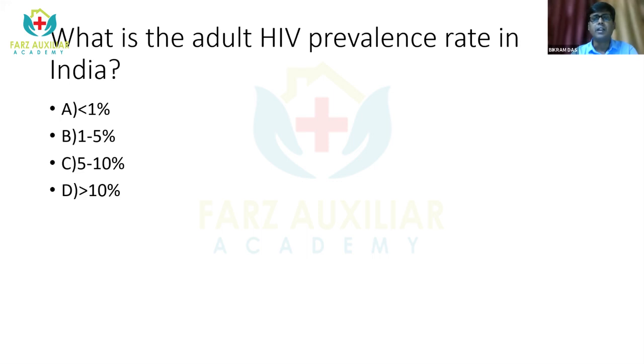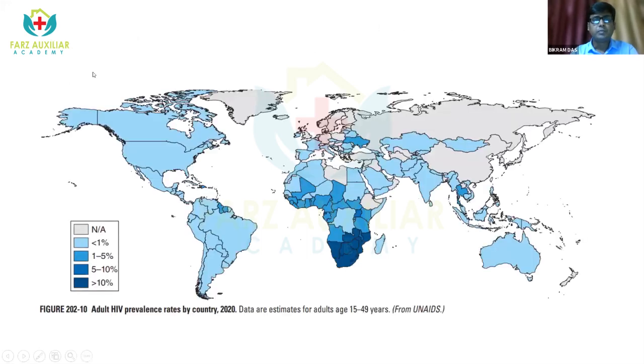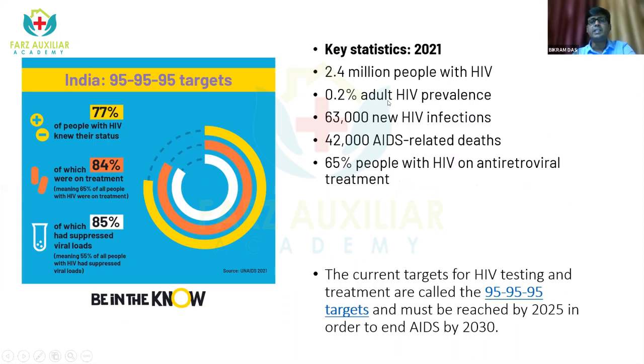Okay, a few people are answering already. Fine. So this is the picture you can see. India comes in the less than 1% bar, where the prevalence is actually 0.2%. Of every 1,000 people, 2 will have HIV in India. So the burden looks low in number, but as the population is very high, the amount of burden is large, as you can see here.